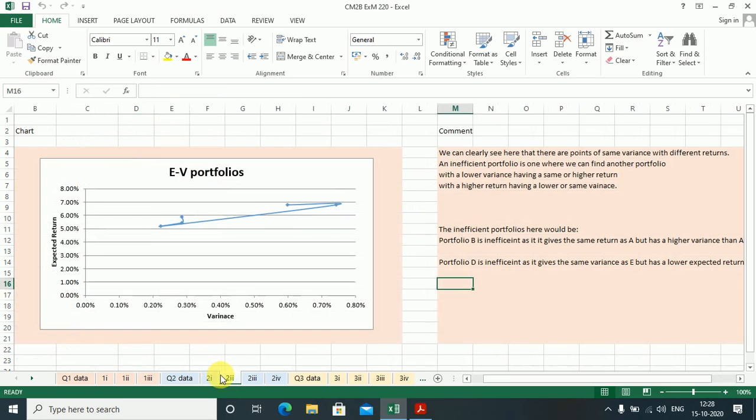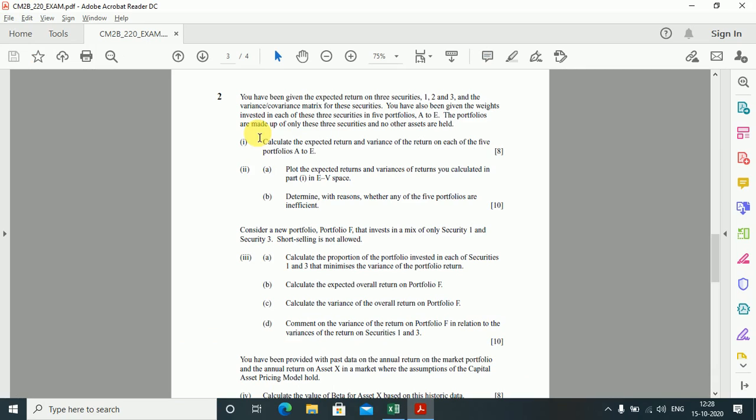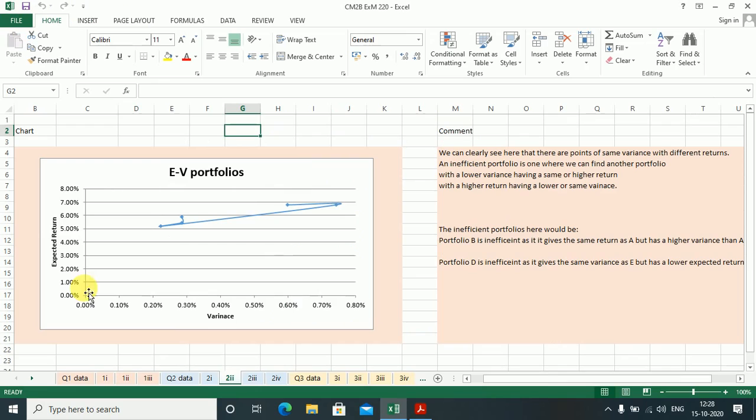For question 2 part 2, they have said plot the expected returns and variances you calculated in part 1 in EV space. EV space is expected return and variance space, and you can see this is a portfolio which is being formed. You can join the dots, or you can choose not to join the dots, because this is not forming a type of efficient portfolio. These are different portfolios.